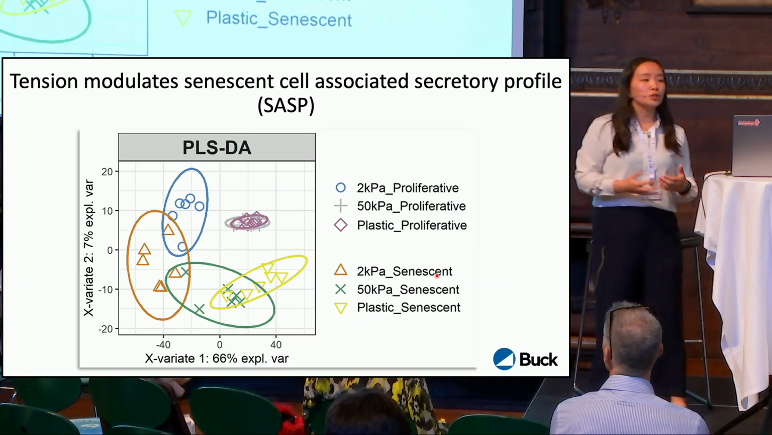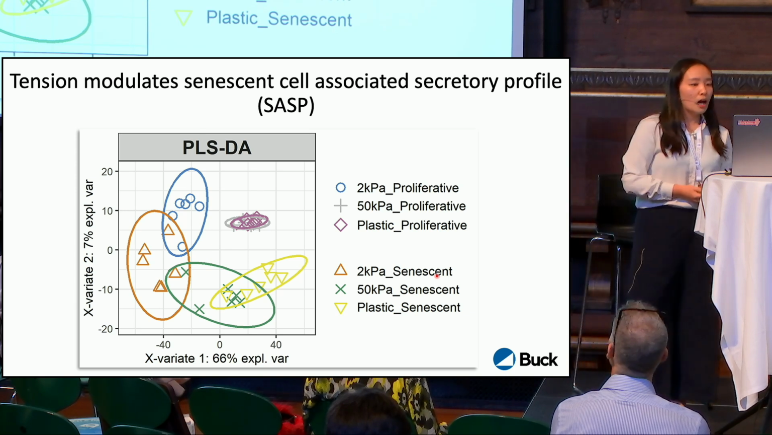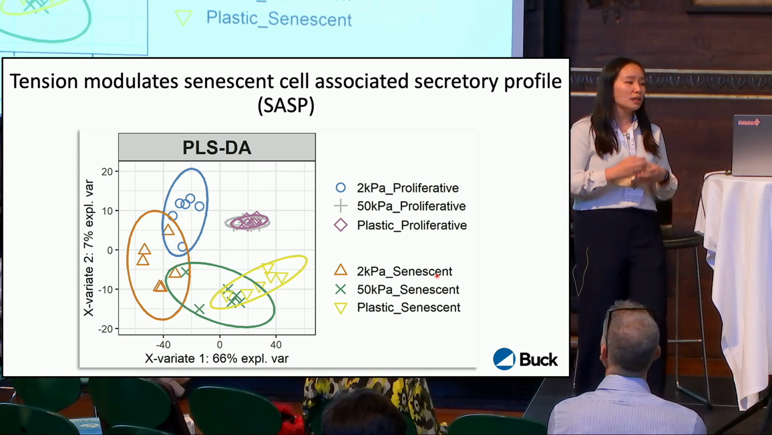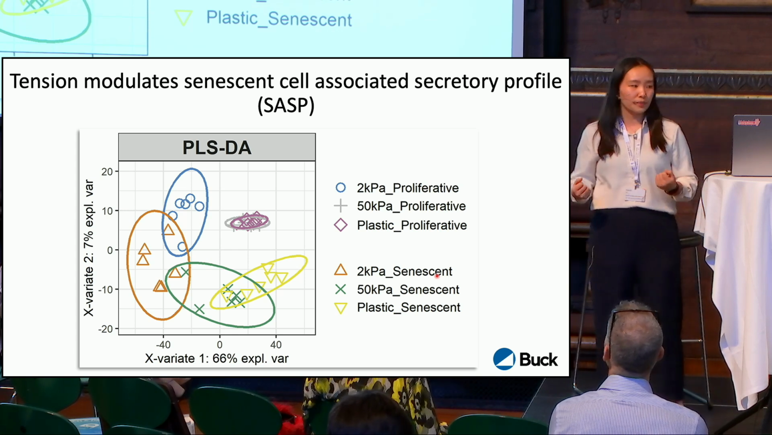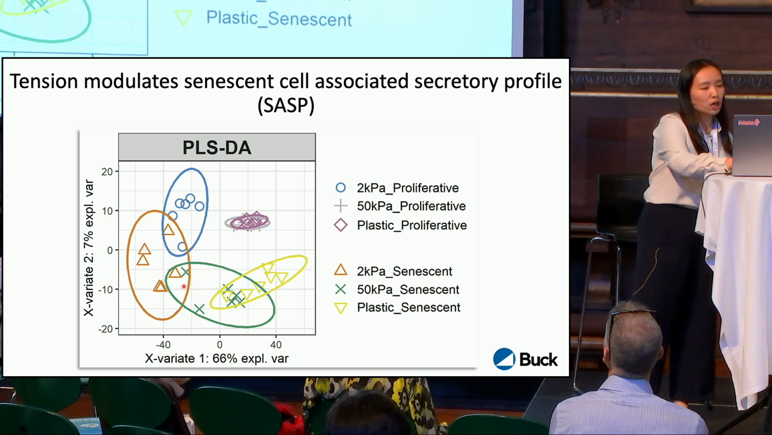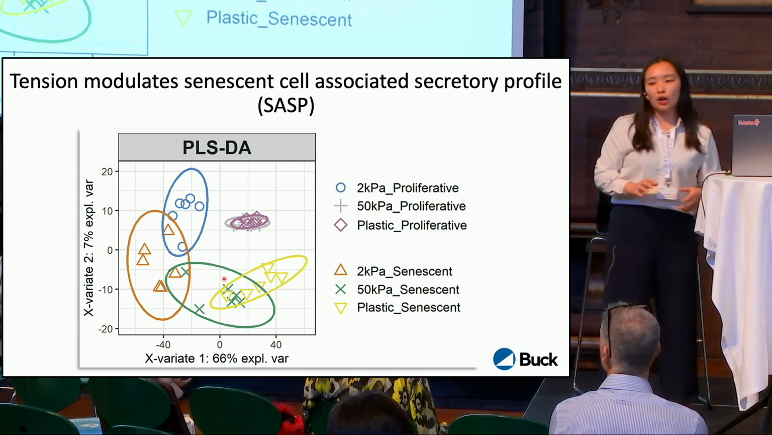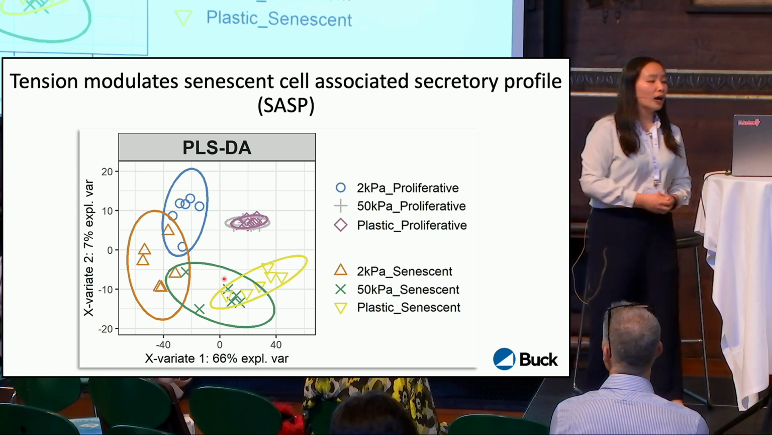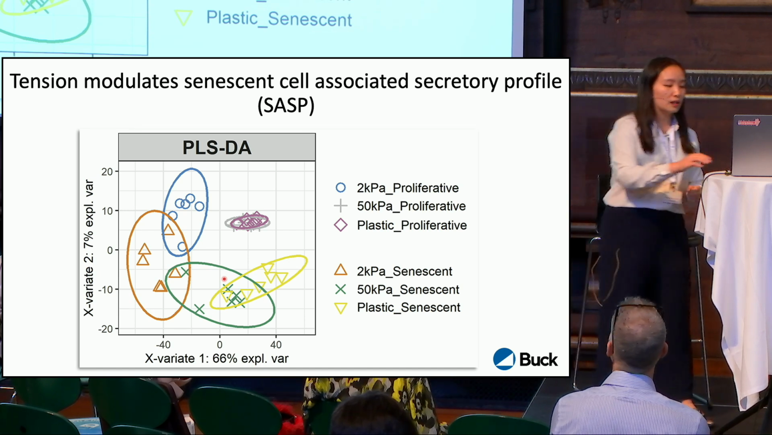So what about the secretome? Because senescent cells make a lot of secretory phenotype, when we performed mass spectrometry, we found that these profiles are actually being modulated by tension. Here, colored in orange, green, and yellow are senescent cells. They're cultured on different types of stiffness. And you can see that they're basically clustering among themselves.